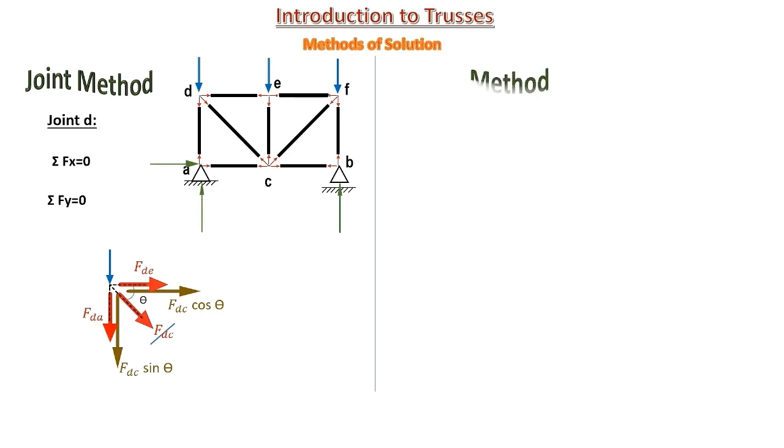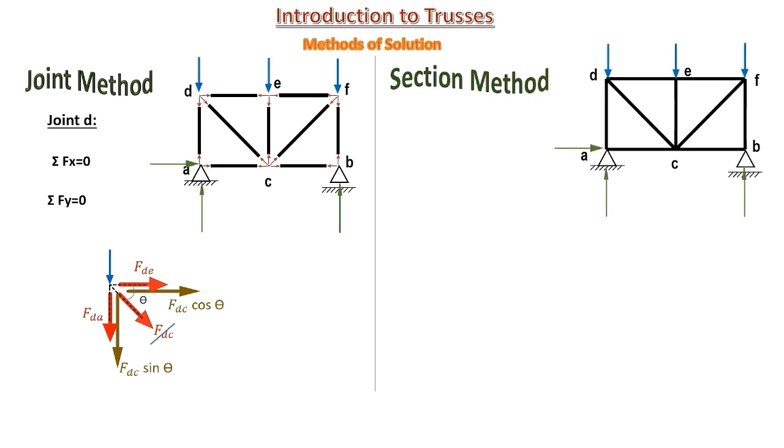The second method is the section method. We consider again our truss here. We have a section, which means a cut in the member. This cut divides the truss into two separate parts, and we can consider any part. Now let us consider the left part.